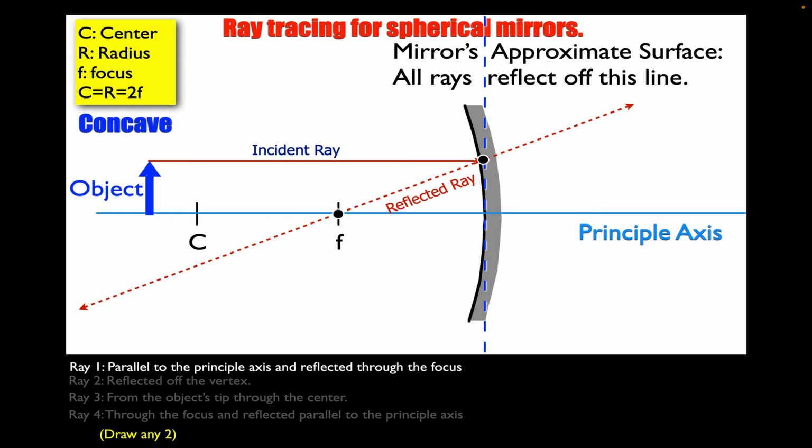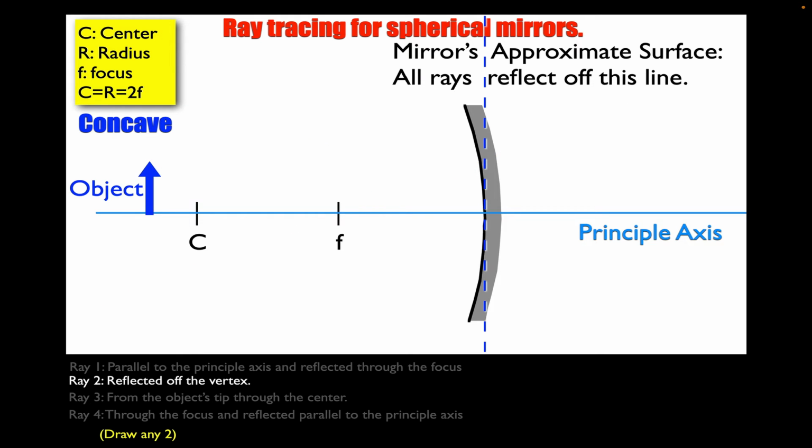Let's go for the next ray. This is reflected off the vertex from the tip, so it'll look something like this for the incident ray coming from the tip down to the vertex. And I'll draw a dot at the vertex. Now I need to draw a ray that's going to have the same angle as the incident ray. To do that, there's a really simple process.